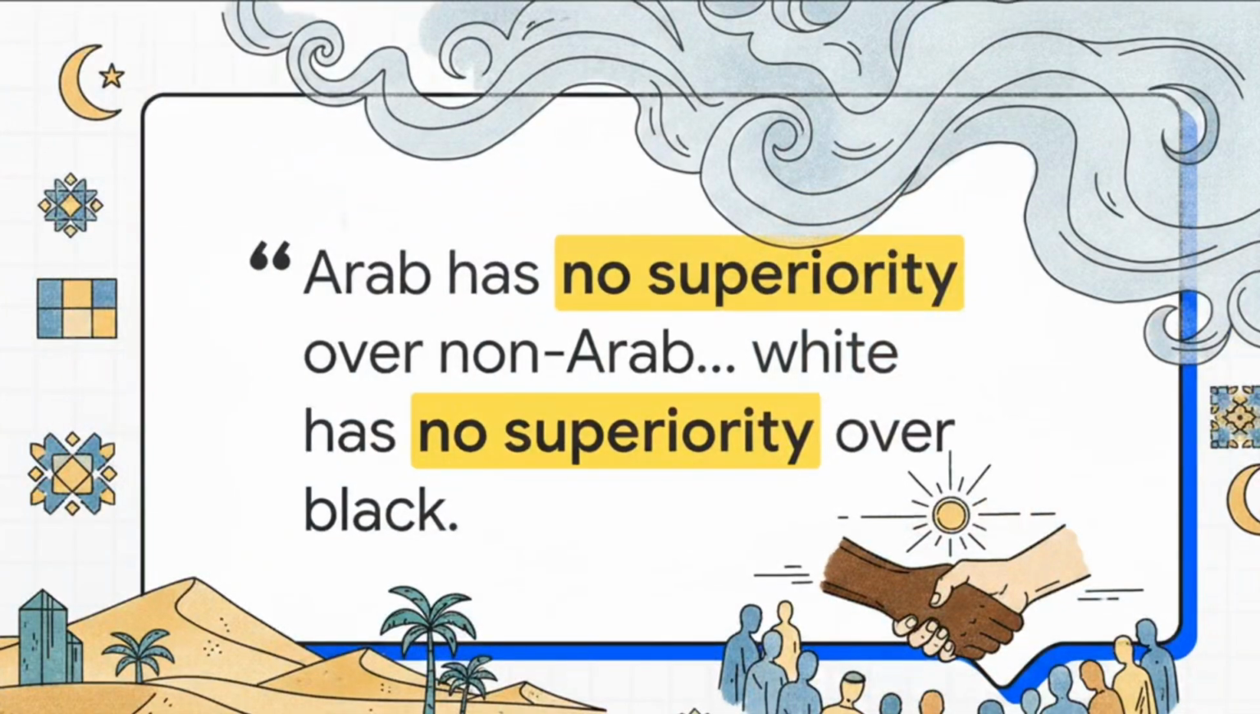This striking quote comes directly from Muhammad's final sermon. It highlights how the theology actively dismantled the deep-seated tribal racism of 7th century Arabia, enforcing absolute human equality under God. The message was loud and clear. Your worth is determined solely by your character and your piety, absolutely not by your bloodline or race.